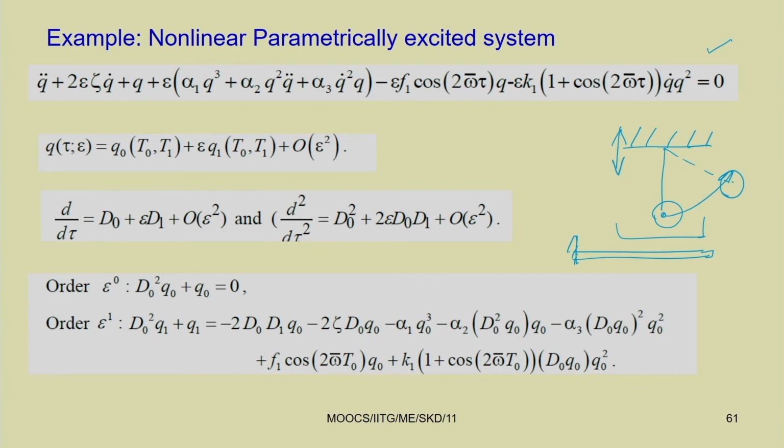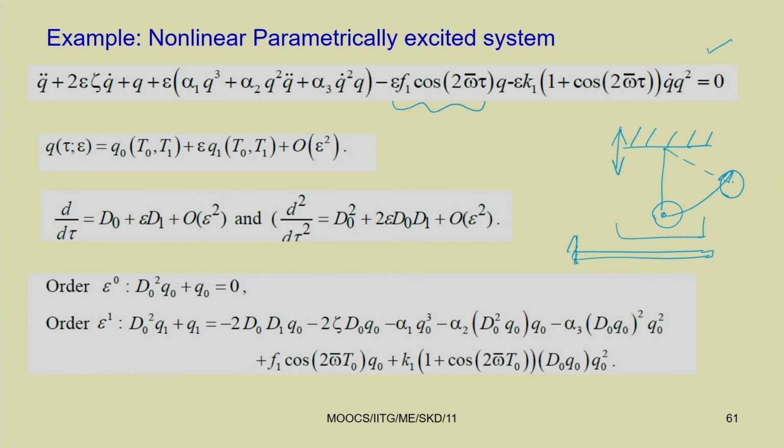So, you can see physically this equation contains, like I previously told, you have divided this m here in this equation and you can write this using the non-dimensional form. So, by writing this non-dimensional form, you can have this equation in this way. That is q double dot plus 2 epsilon zeta q dot plus q plus epsilon into alpha 1 q cube plus alpha 2 q square q double dot plus alpha 3 q dot square q minus epsilon f1 cos 2 omega bar tau into q. Okay. So, minus epsilon k1 into 1 plus cos 2 omega bar tau into q dot q square.